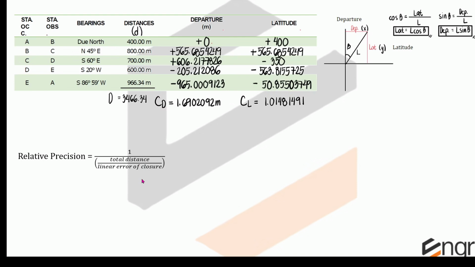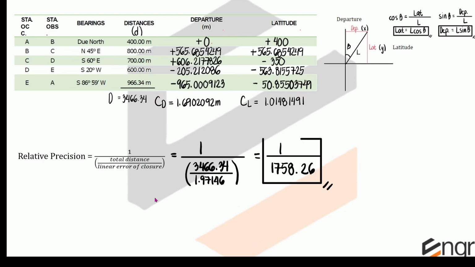So plugging in the values, the relative precision is 1:1758.26. So this is a very large number. It means that the error is very small compared to the total distance surveyed. Now, if this is larger, then it would mean that the survey was precise.